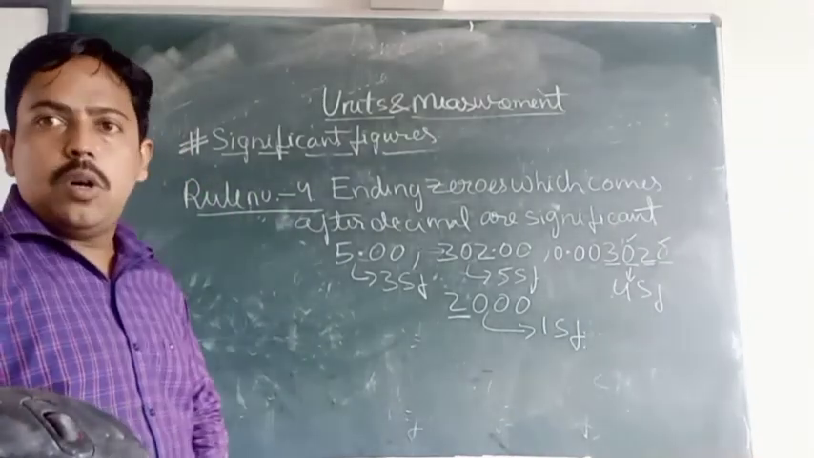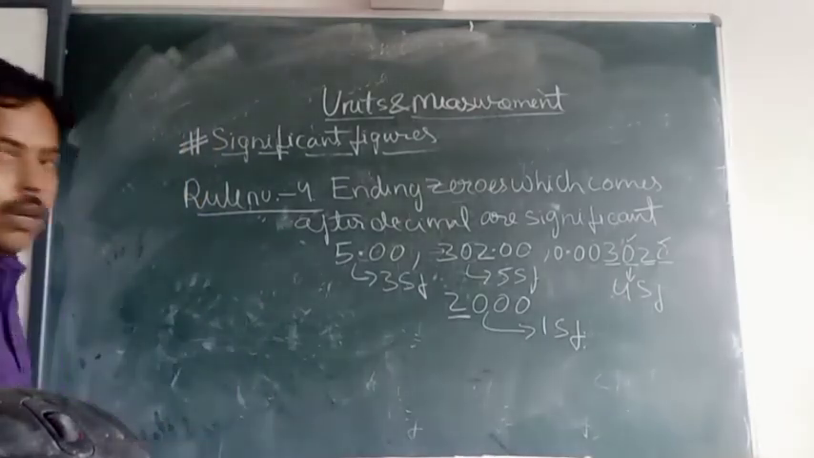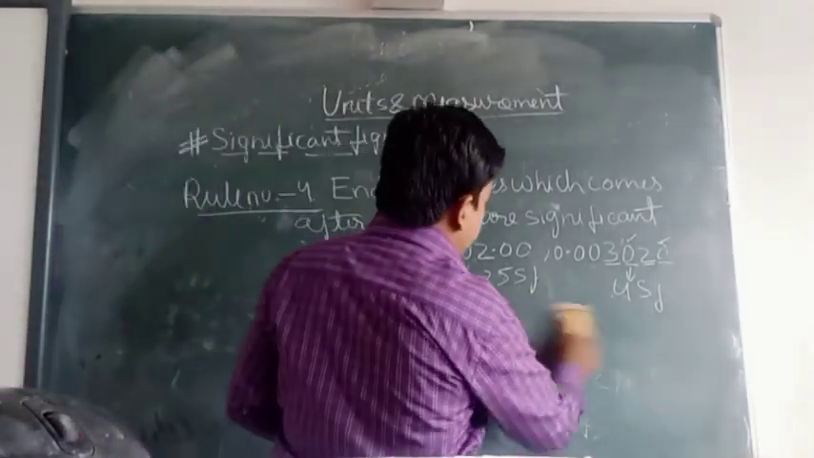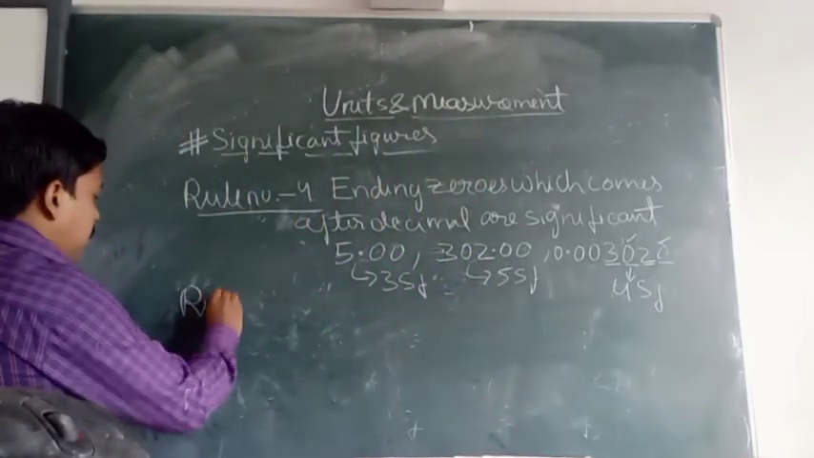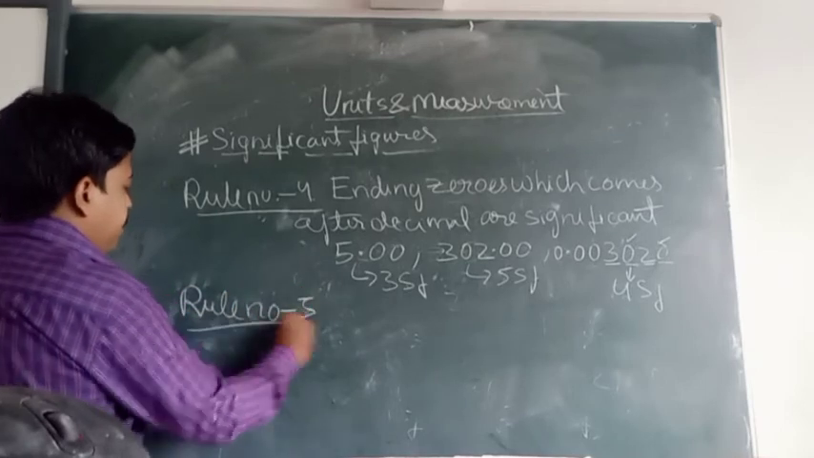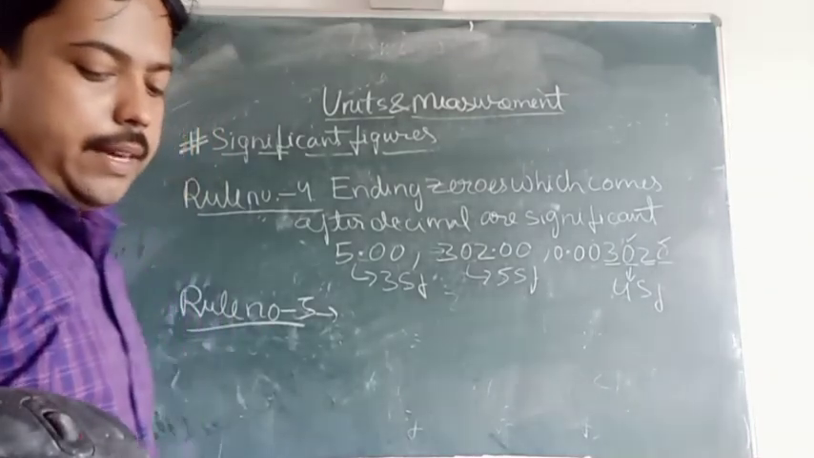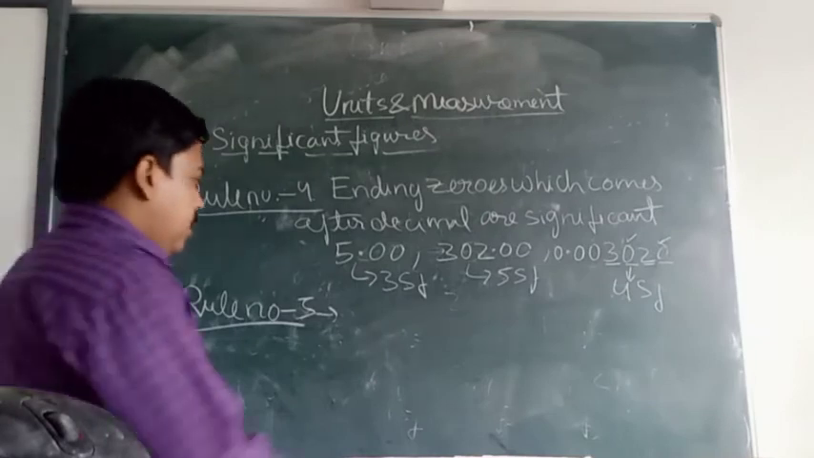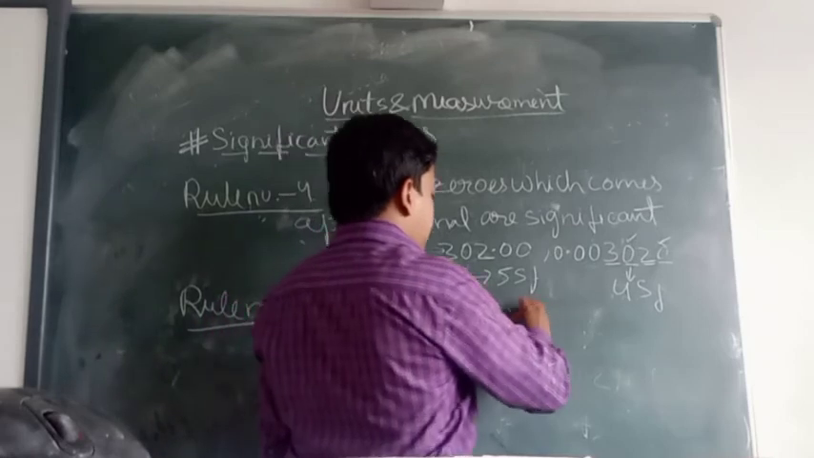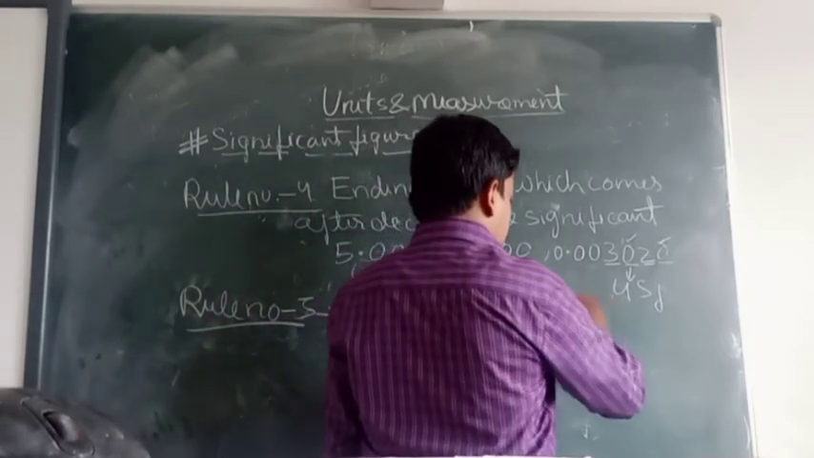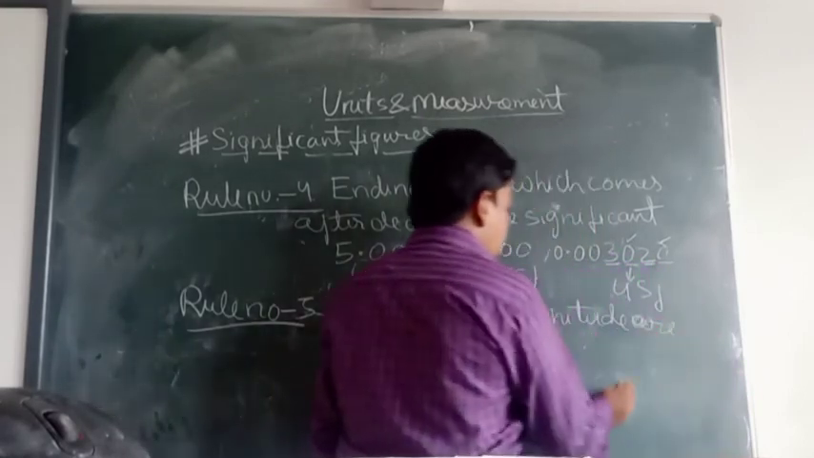So let's talk about another rule, that is rule number 5. Okay, and rule number 5 says, I am erasing these things so that I may write in a very straight way. Rule number 5, what does rule number 5 say? That the order of magnitude is never significant. Order of magnitude is non-significant.